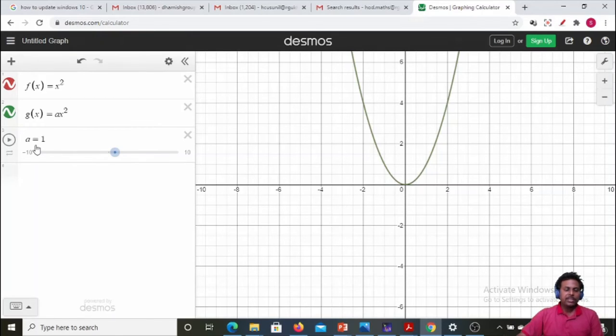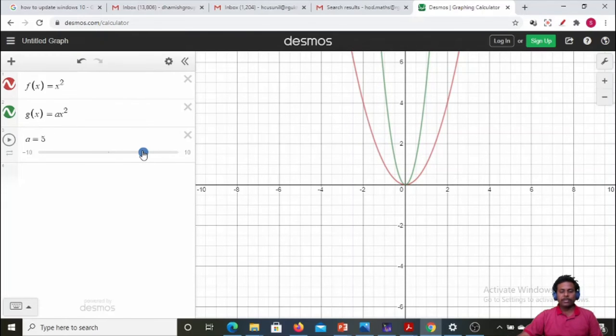Okay. Now let me change the value of a, and let us see how the graph of g of x changes. Now I am changing the value of a to 1.5. Now you look at the graph of g of x. So that is g of x is equal to 1.5 into x square. Now it is actually shrinking. Okay. Now let me take it to 2, and it is shrinking some more. Okay. Now let me change the values of a further. Then what is happening is it is shrinking actually.